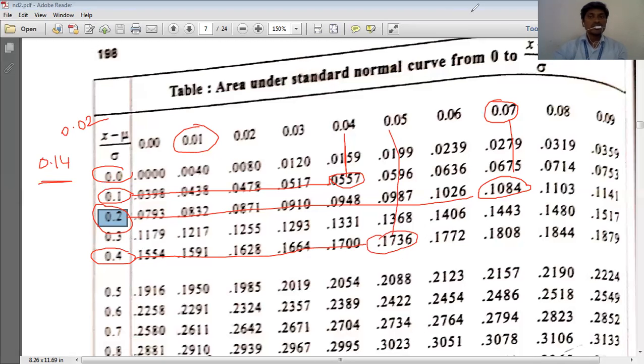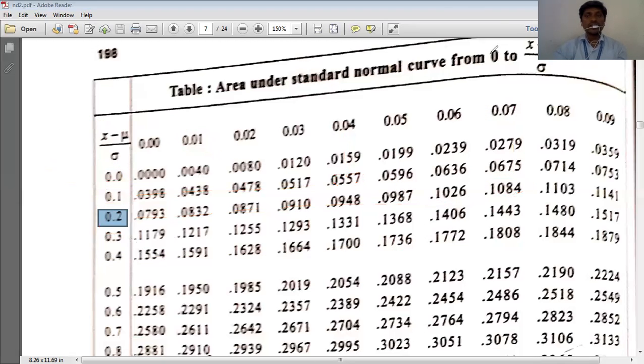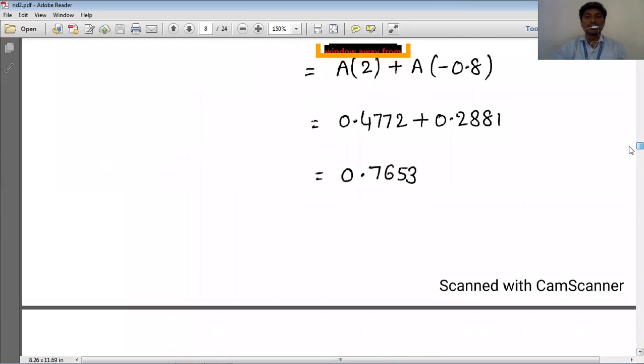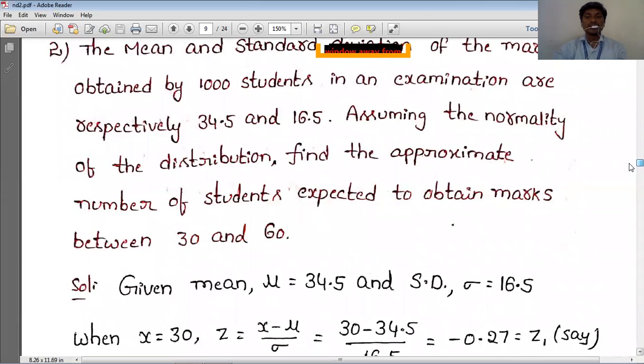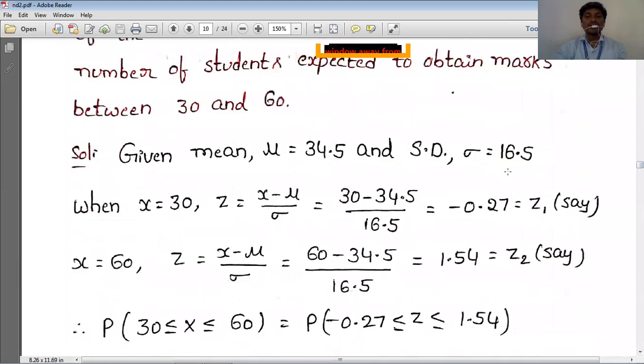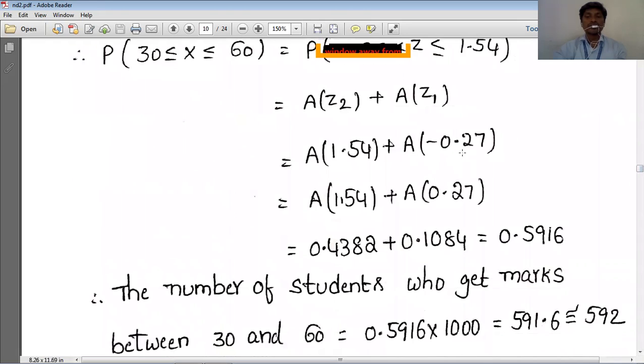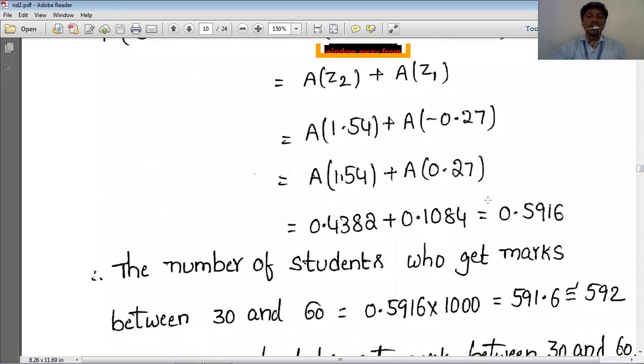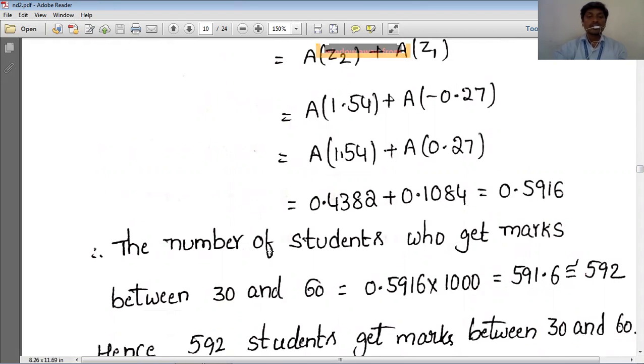Okay. So like this we need to calculate. For writing the values like that, we have to write and then substitute. So what about the value? 0.27, 0.1084. By adding that we get 0.5916. Now what we require is the number of students whose marks lie between 30 and 60.